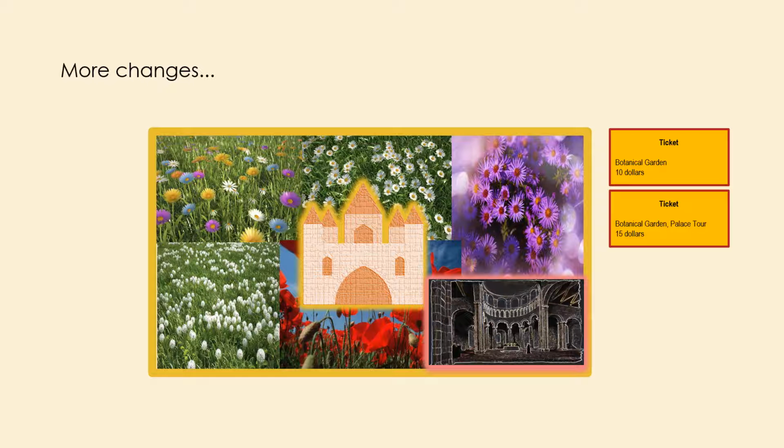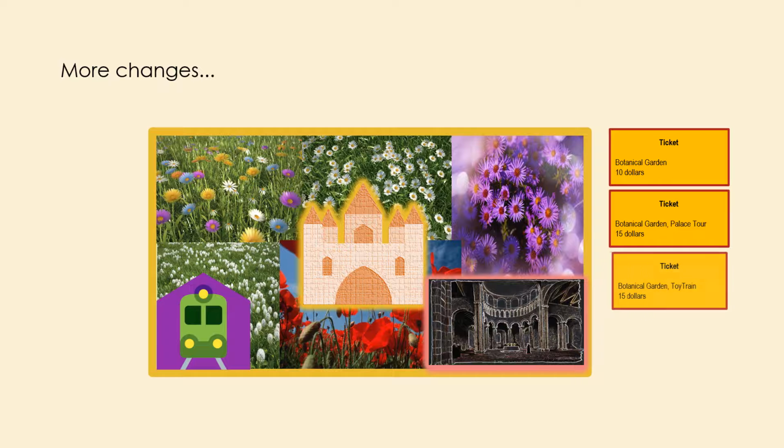Now, seeing the popularity of the tourist attraction, the tourism department introduces a toy train ride for an additional cost of $10. As a result of this, we now have 2 more tickets introduced. One with the basic ticket plus the train ride. The other with both the options, palace and the train ride included.